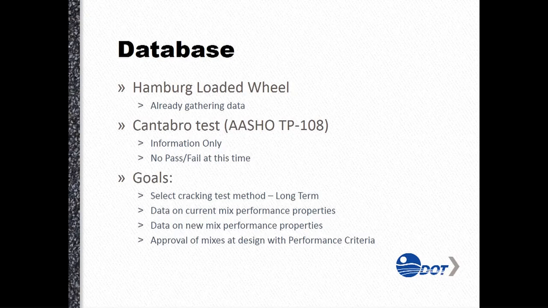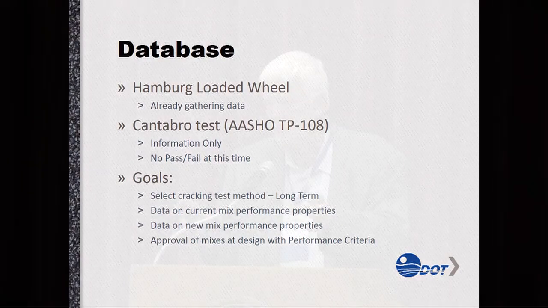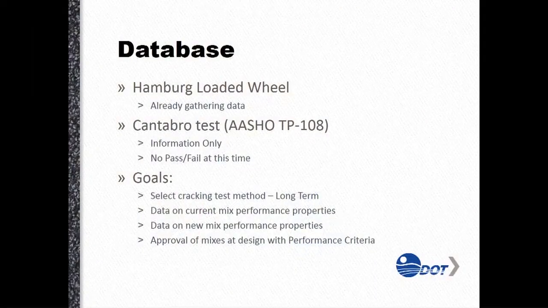With the IDEAL-CT, you take a puck and you put it in the machine and you gather the data. So there's not a lot of sample prep to it. Seems to be a lot easier for maybe a contractor. That's a big thing. We want to be able to put this stuff into the contractor's hands so they can go forward and understand what they have before they bring it into ODOT. Data on new BMD's performance properties, and then approval at design using the performance data.